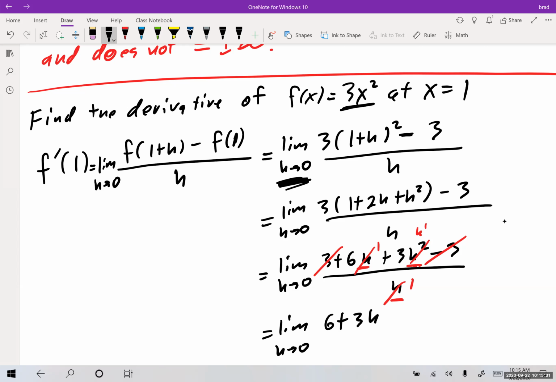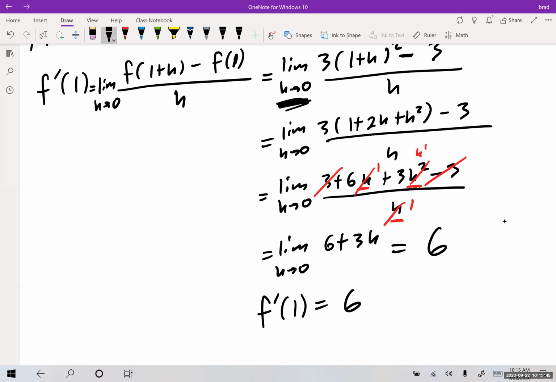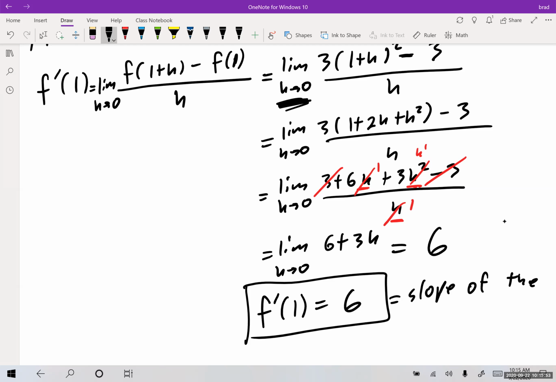Okay, now we can finally plug in. All this work was to get rid of this denominator of 0, of dividing by 0 when we plug the limit in. So now we just get 6. So f prime of 1 is equal to 6. And that's it. You found your slope. And this is, by the way, the slope of the tangent line.